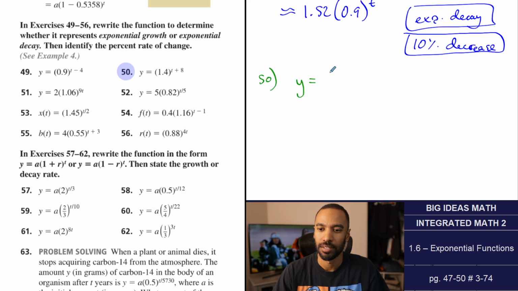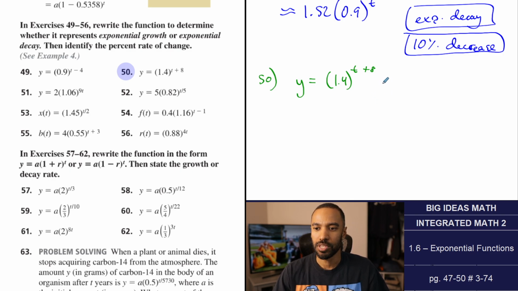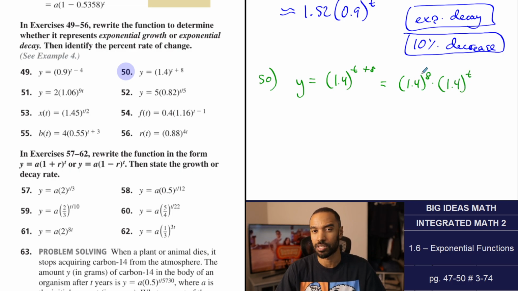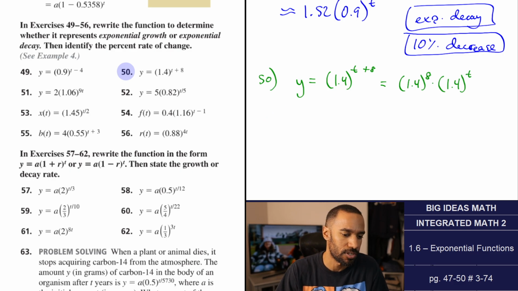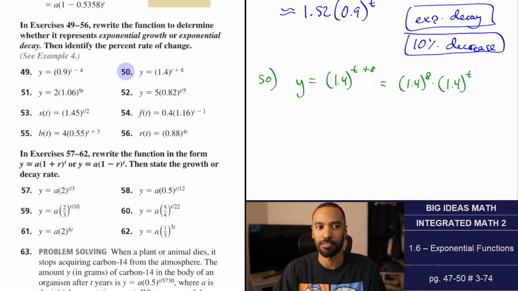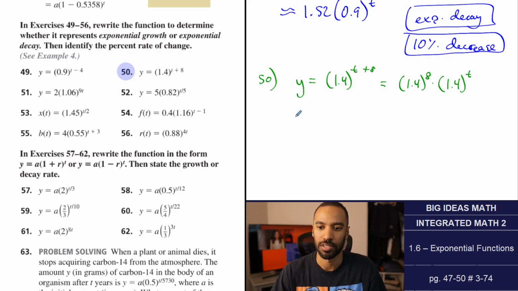Let's do the rewrite. 1.4 to the t plus 8 power. So we'll do the same split. The difference here is that because this is a plus, now this is a multiplication, a product. So 1.4 to the 8th power times 1.4 to the t power. And I bring this up first because that's my a value. That's what I want to put first. Now I won't be showing you the calculator, I'm just going to compute this. 1.4 to the 8th power is 14.757. So I'll say 14.76 times 1.4 to the t power.